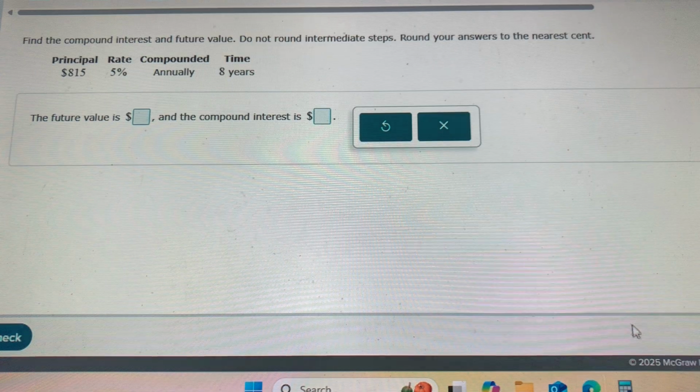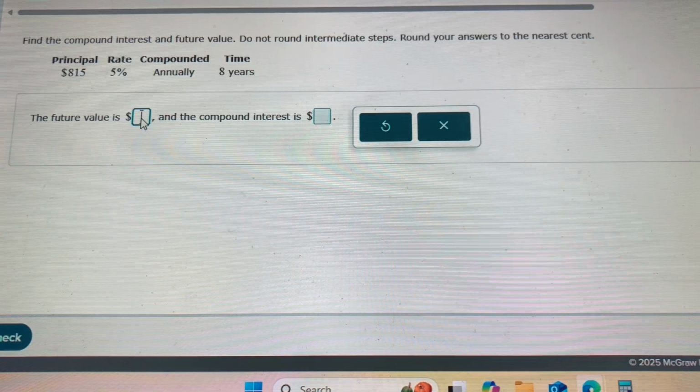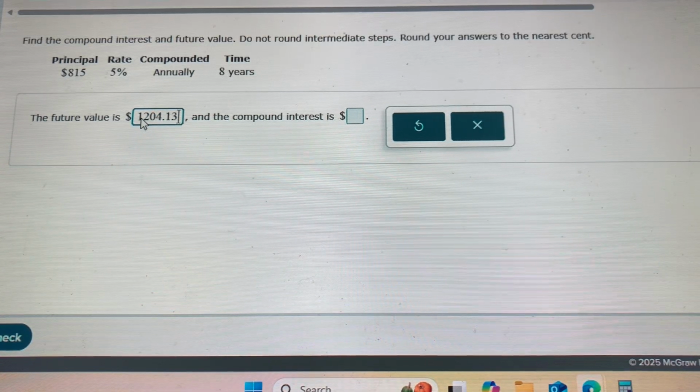Here's the final answer. Whoops, wrong screen. This is what I'm looking for. $1,204, or $1,204.13 if they want cents. 1204.13, yes, nearest cent. So that's how you get future value. It's a 4-step process now instead of a 2-step process.